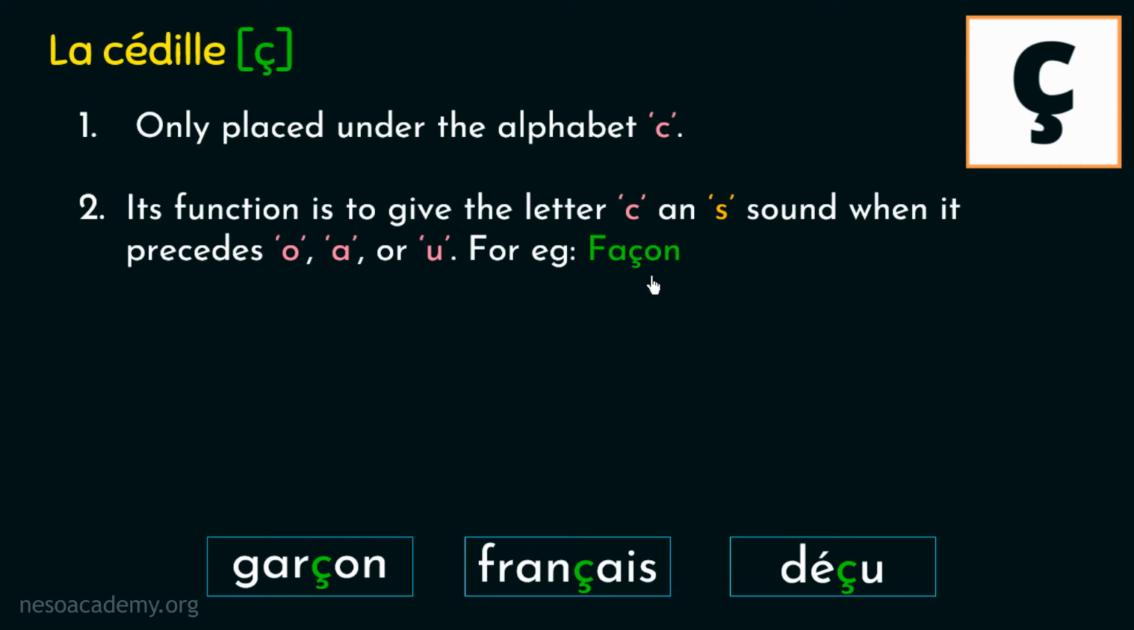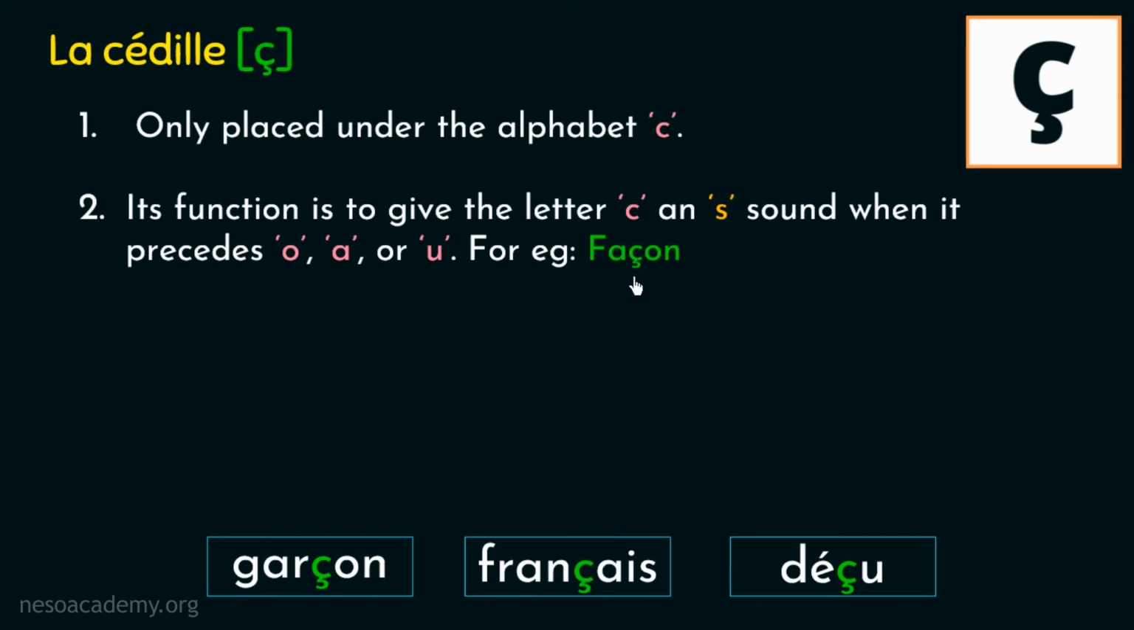For example, if we talk about this French word, it is having the accent Cedille and it is preceding the alphabet O, right? So as the alphabet C with this accent Cedille is placed before the alphabet O, it will give the sound of the letter S. So kindly observe the pronunciation of this French word. It is pronounced as façon. Hence, we can clearly observe the S sound because of this accent, right?